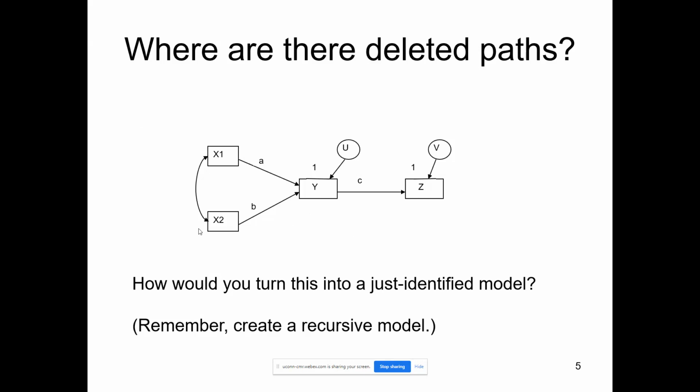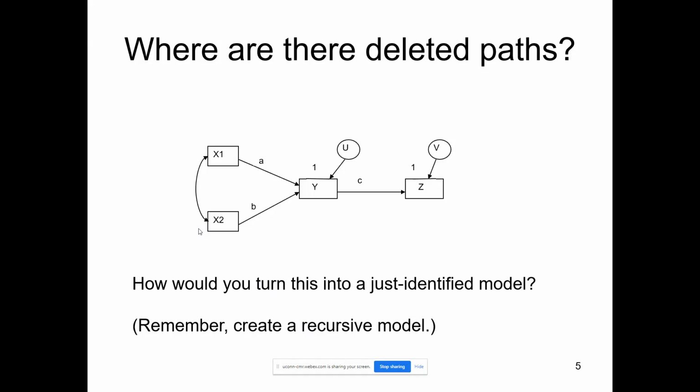I should have said, we got on a tangent, but let me emphasize that when we do this, we want to turn our model into a just identified recursive model. A recursive model means that anything that is downstream, any effect, is not then going to become a cause of something further upstream. So we don't have feedback loops.